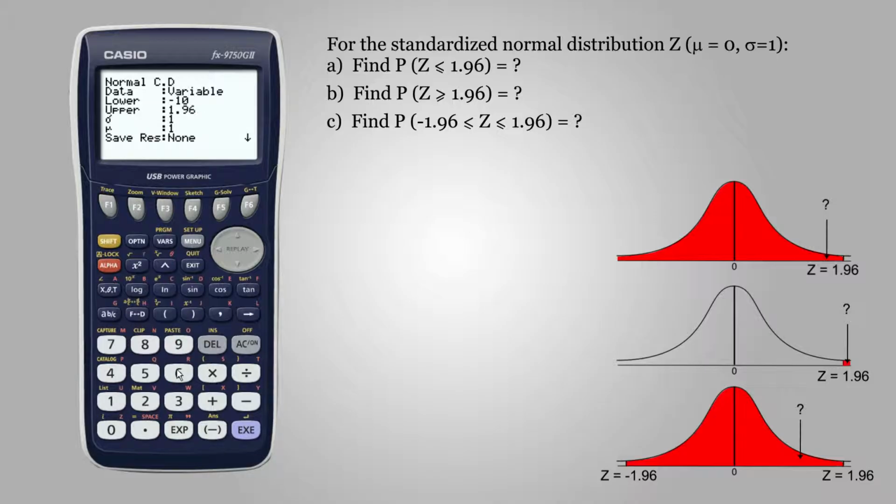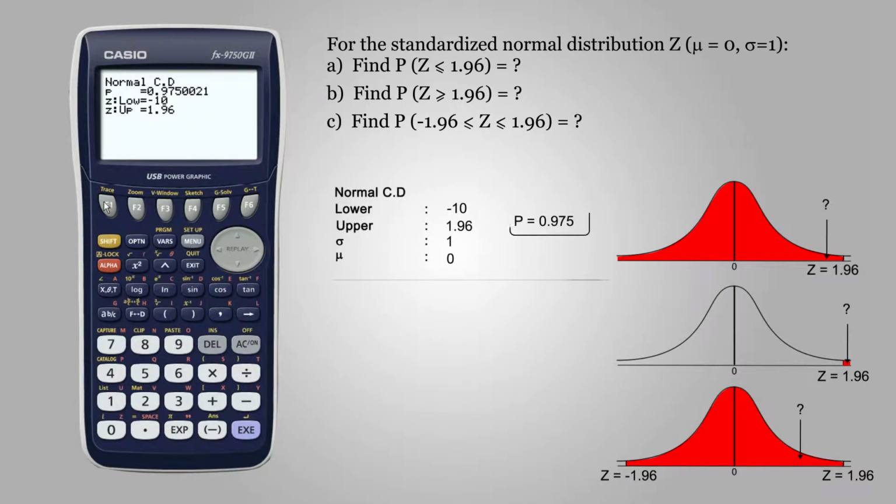The standard deviation and mean for standardized normal distribution are 1 and 0 respectively. So press 1 and execute, followed by 0 and execute. Press the downward arrow and press EXE or F1 to calculate the probability.